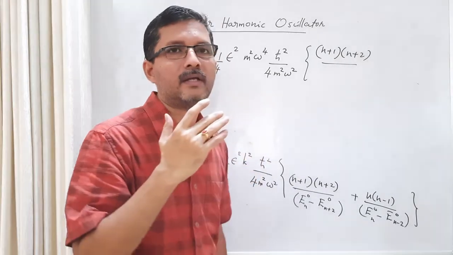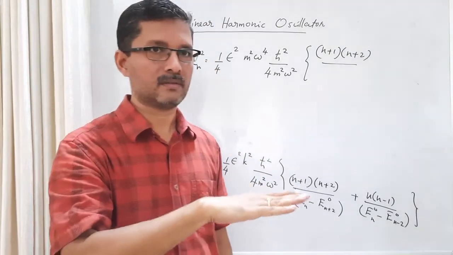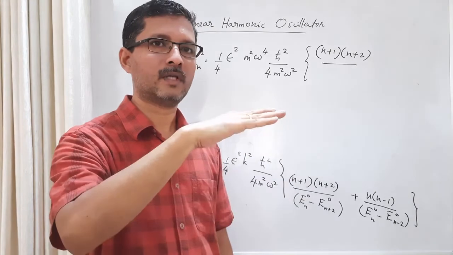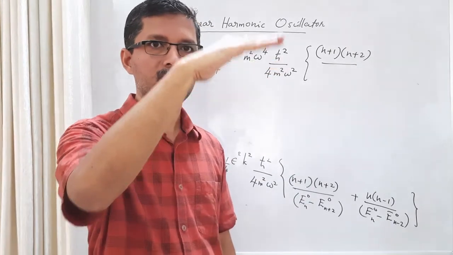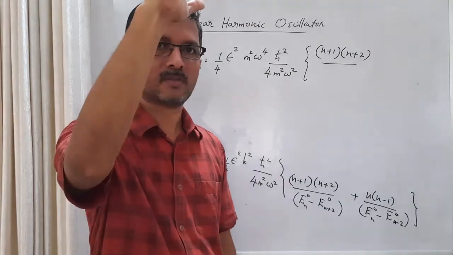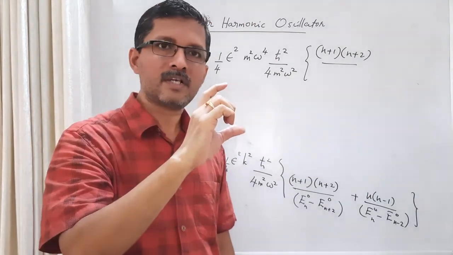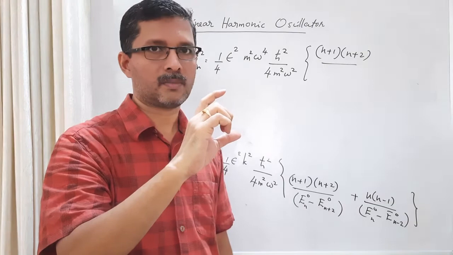So if you put n equal to 0, you get half h cross omega, the first state. n equal to 1, 3 by 2 h cross omega. n equal to 2, 5 by 2 h cross omega, then 7 by 2 h cross omega, 9 by 2 h cross omega, like that. So the separation between adjacent levels is h cross omega.